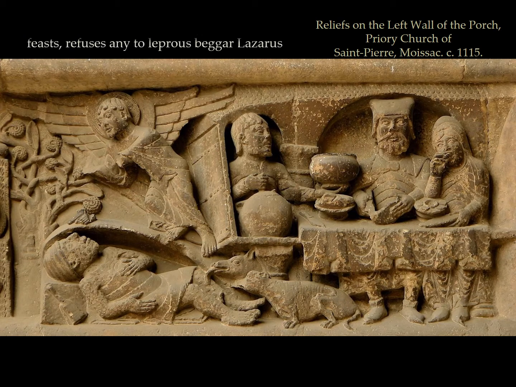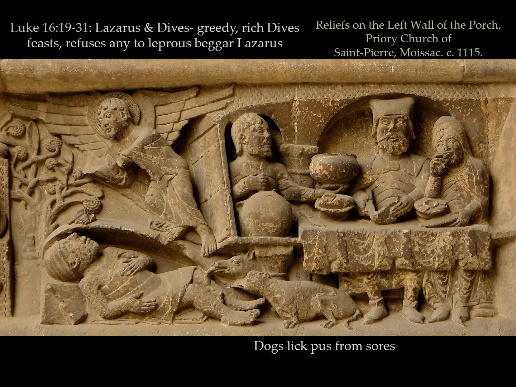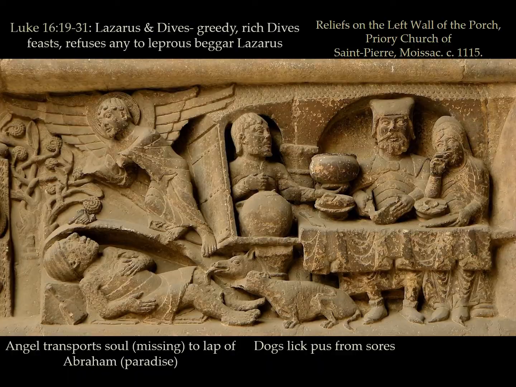Above the scene, we find that we have an illustration from Luke, as Lazarus and Dives, this greedy rich man, is going to be feasting off here to the right and refuses to give any to the leprous beggar Lazarus. We find that here dogs are going to lick the pus from his sores as he lays dying. The angel then transports his soul, taking it from his mouth, to the lap of Abraham in paradise.